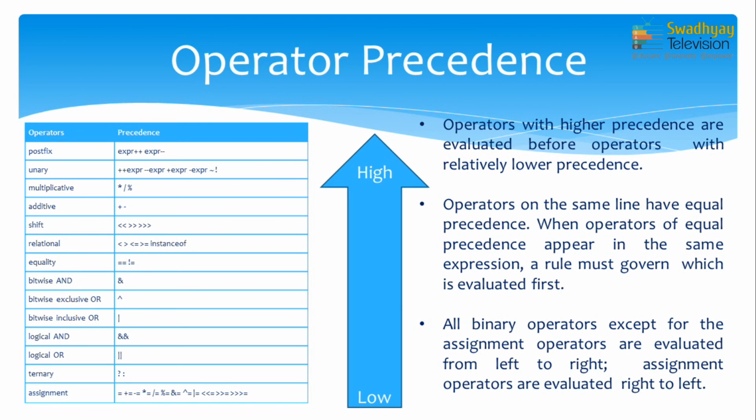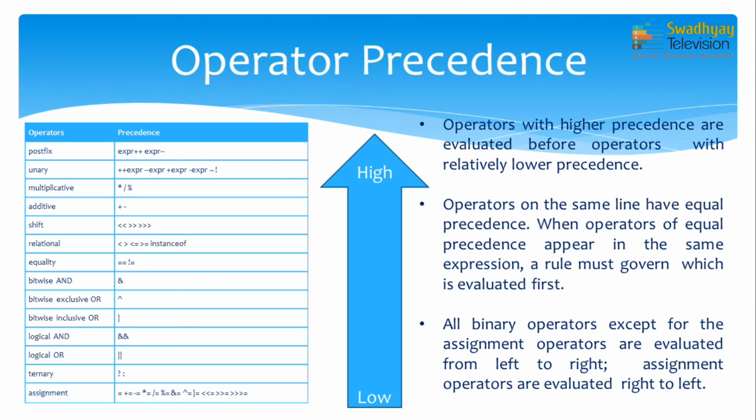So, if an expression uses multiple operators, the operators listed on top of the table will be evaluated first, and the operators at the bottom will be evaluated later on, following this hierarchy. So, low on the table represents low priority and top of the table represents high priority. As I mentioned earlier, operators with higher precedence are evaluated before operators with relatively lower precedence, and operators on the same line have equal precedence.